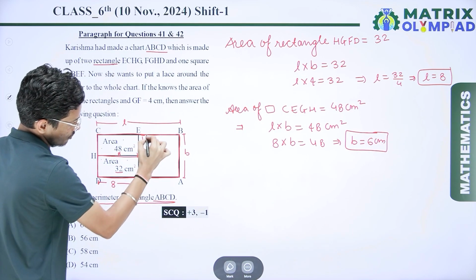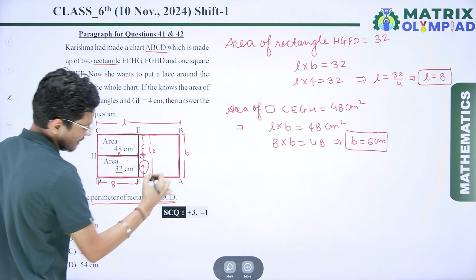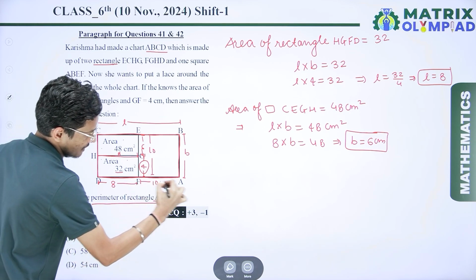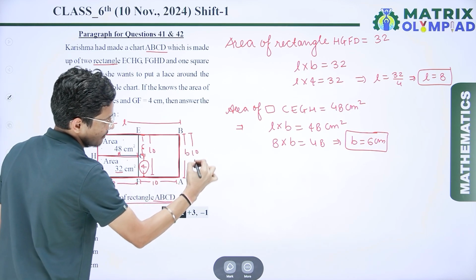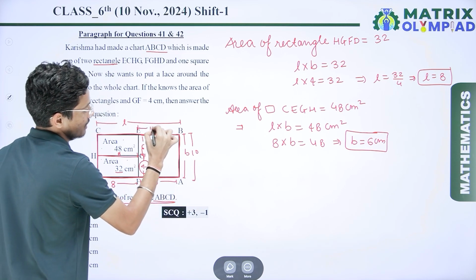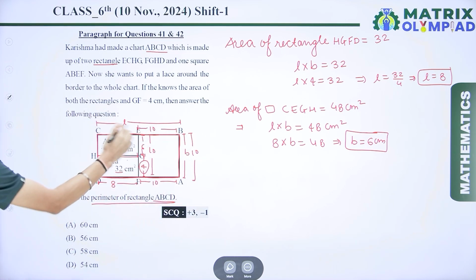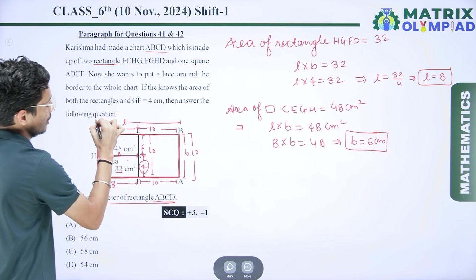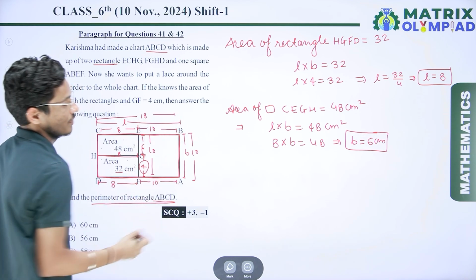So if I add this one, the total length, that is the side, is 10, and again here it is 10, again here 10, and again here 10. So if I add this one, 10 plus 8, that is total 18. So we have to find the perimeter.